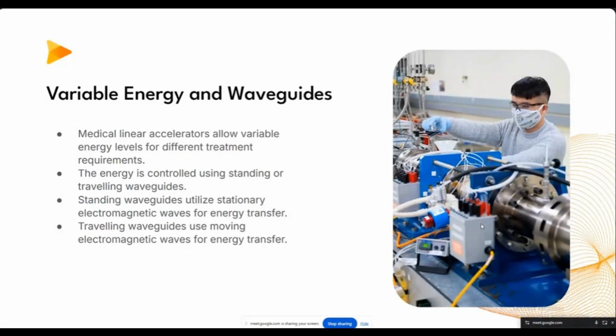Those standing waves are also bunched in different cavities, and those cavities, the way we have seen in the klystron, are now used to accelerate the electrons, and that is how the standing waveguide works. Most of the Varian machines use standing waveguides, and most of the Elekta machines use traveling waveguides. This is an example of a standing waveguide.